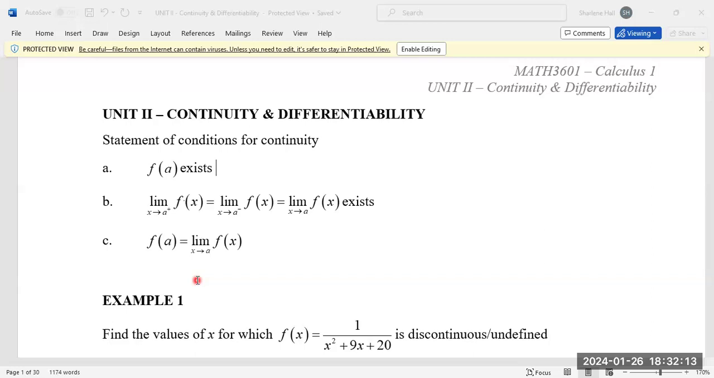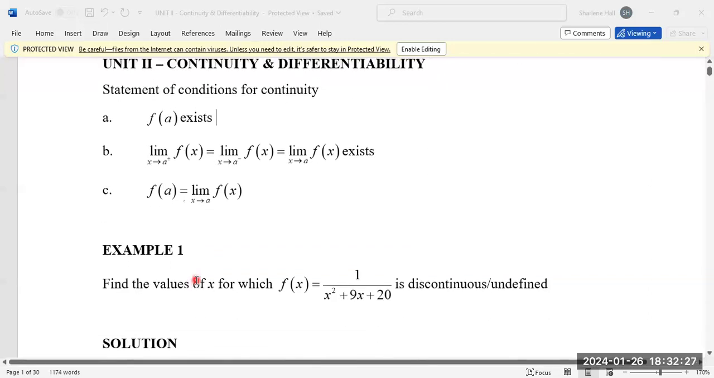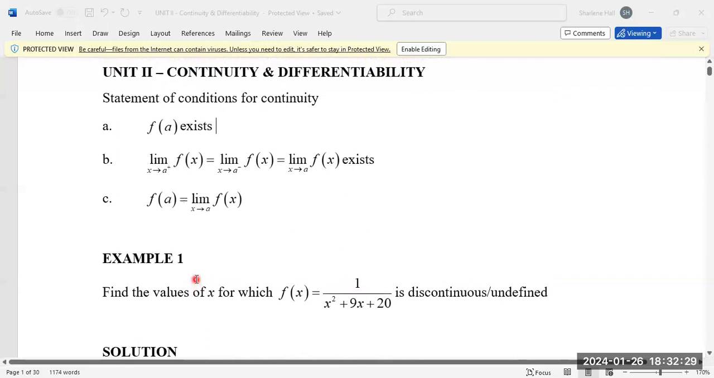And as we continue the questions, especially when you move on to piecewise functions, you will see more of this. So this is going to be very critical for us. Now, we're just going to look at some very quick questions on continuity. It says to find the value of x for which f of x is equal to 1 over x squared plus 9x plus 20. We're checking to see where that function is discontinuous.